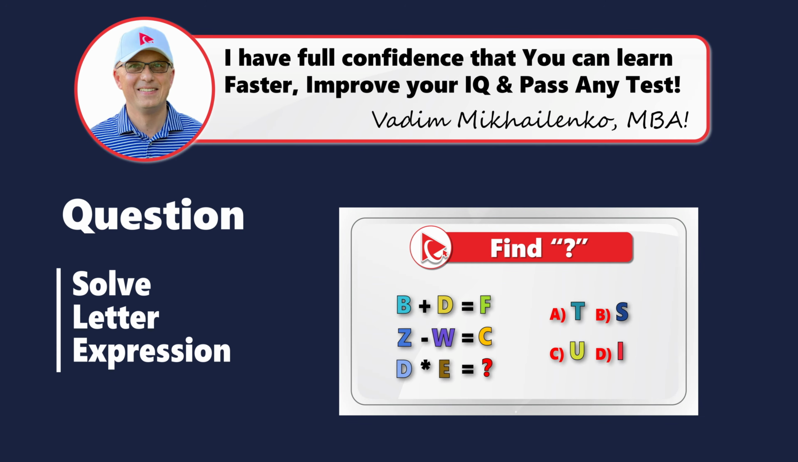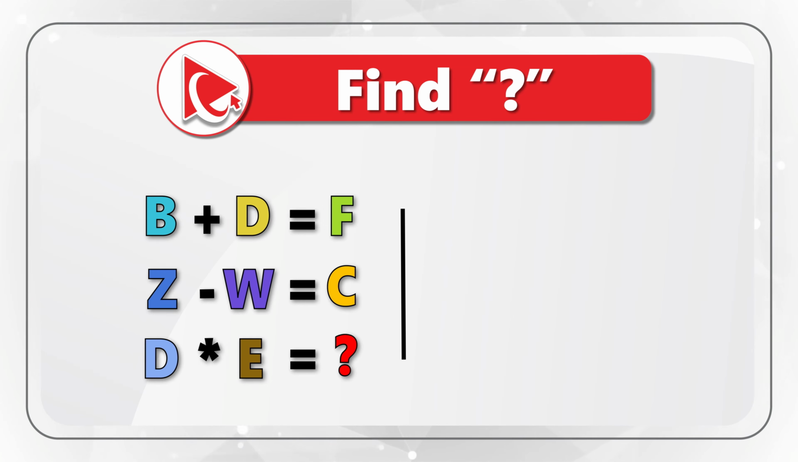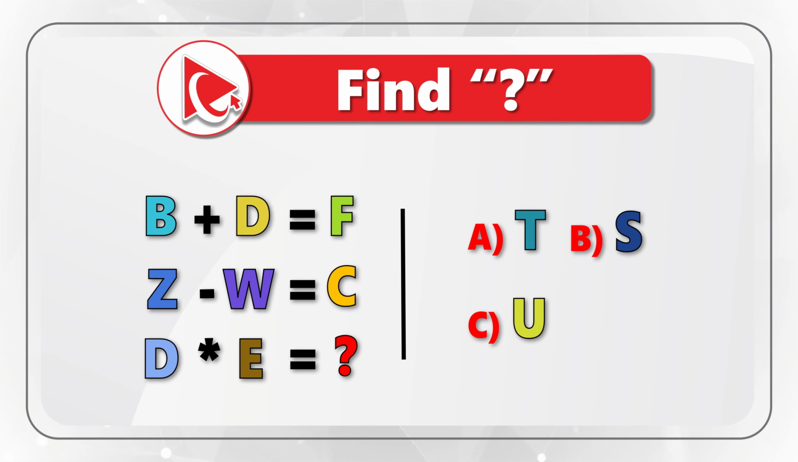You're presented with 3 expressions, and you need to find the missing item in the third expression. The first expression is B plus D equals F. The second expression is Z minus W equals C. And the third expression is D multiplied by E equals missing item. And you need to find and select the missing item out of 4 possible choices. Choice A, T, choice B, S, choice C, U, and last but not least, choice D, I.